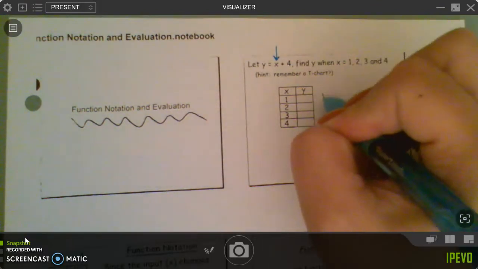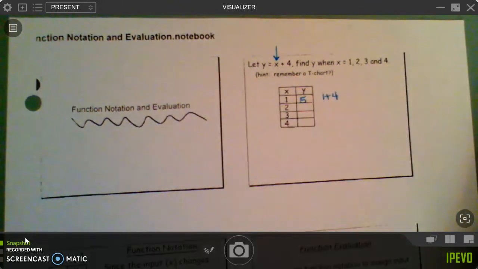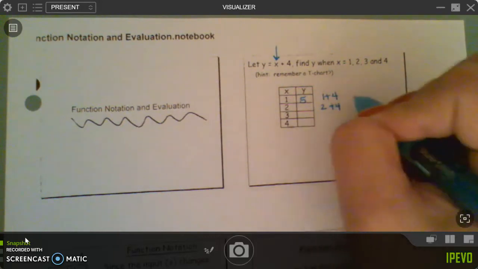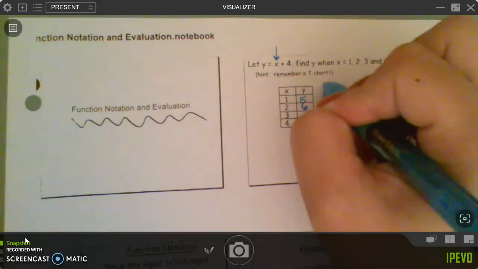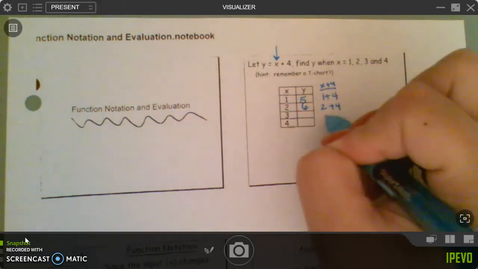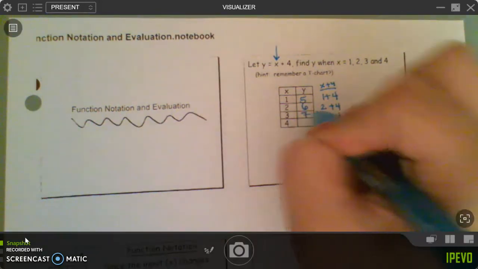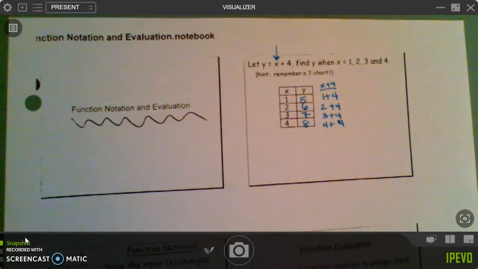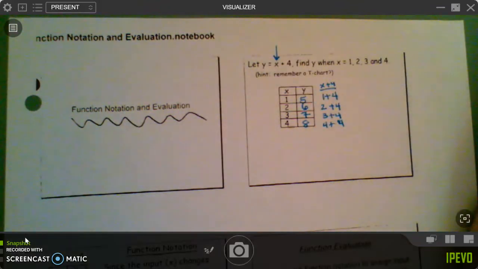So that's going to be 1 plus 4. Well, 1 plus 4 makes 5. Then for 2, you're doing 2 plus 4 makes 6. Then you're doing 3 plus 4 makes 7. 4 plus 4 makes 8. So now the only difference is we're not going to use a y. It's not going to say y equals.